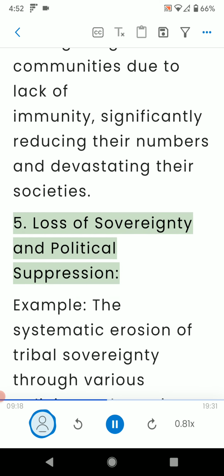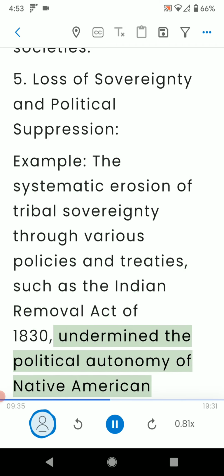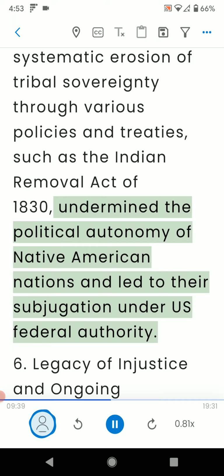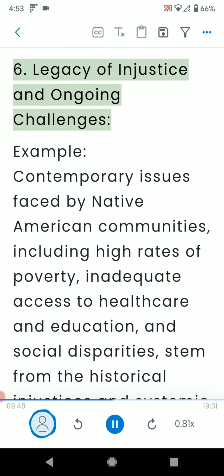5. Loss of sovereignty and political suppression. Example: the systematic erosion of tribal sovereignty through various policies and treaties, such as the Indian Removal Act of 1830, undermined the political autonomy of Native American nations and led to their subjugation under U.S. federal authority. 6. Legacy of injustice and ongoing challenges.